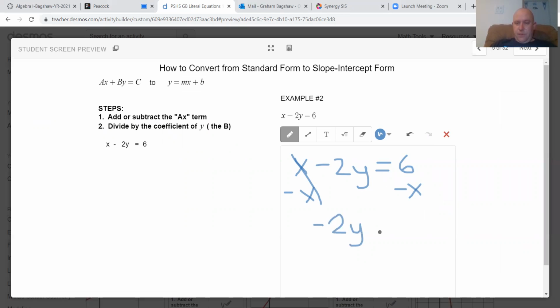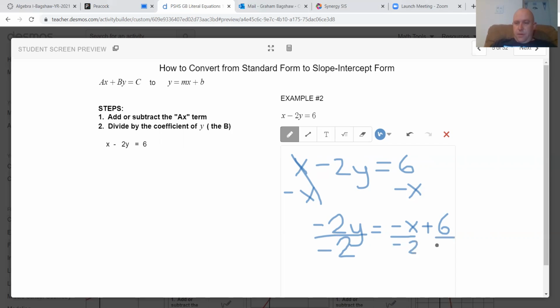So this is negative 2y. And once again, I'm going to put my x term first. So negative x. Remember, this is negative 1x if we need to think of it that way. And 6 is just positive 6. And then we're going to divide by that coefficient, which is this time negative 2.